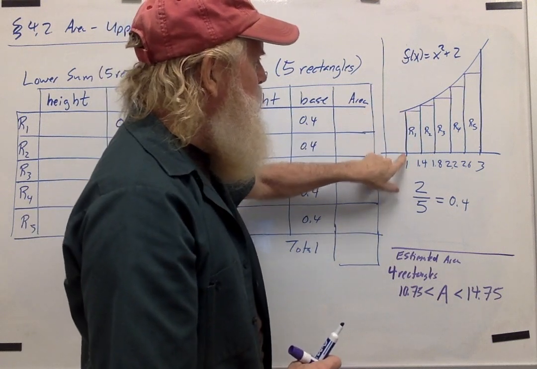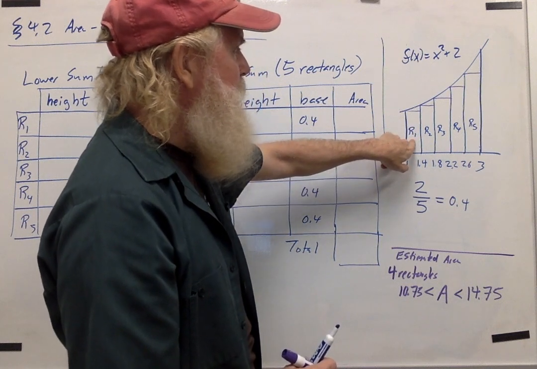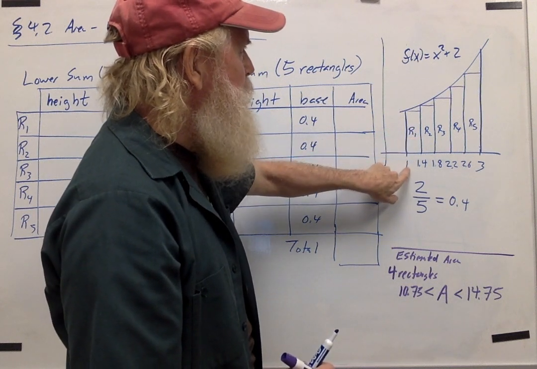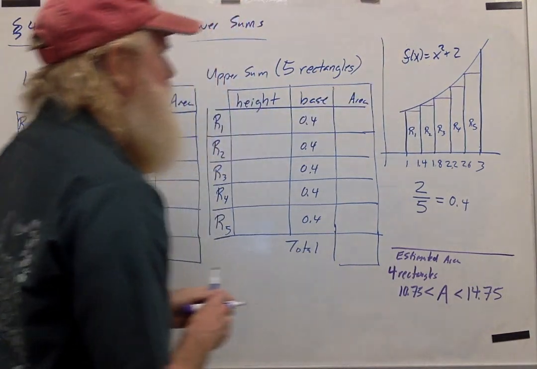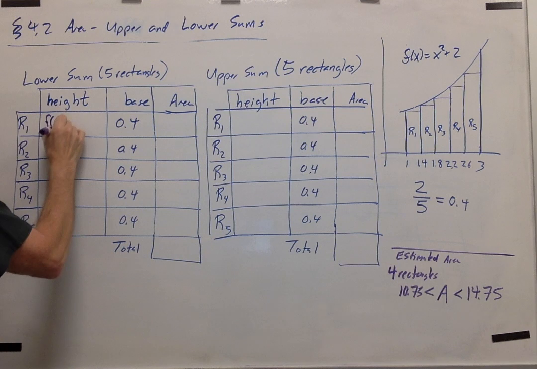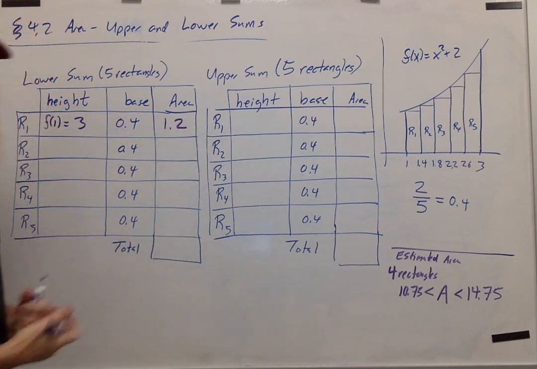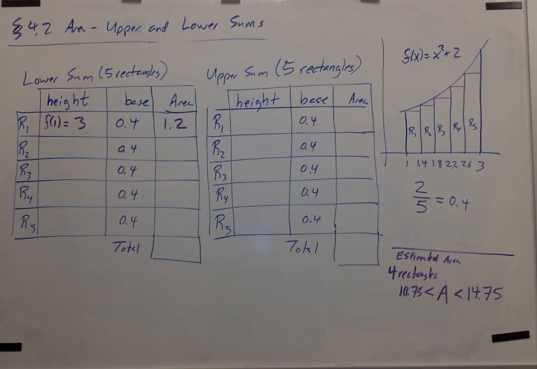So here, if I want the height of R1 for the inscribed rectangle for the lower sum, I'm going to substitute 1 into the function f. So the height of rectangle 1 for a lower sum is f of 1, which is 3. The base is 0.4, so the area is 1.2.